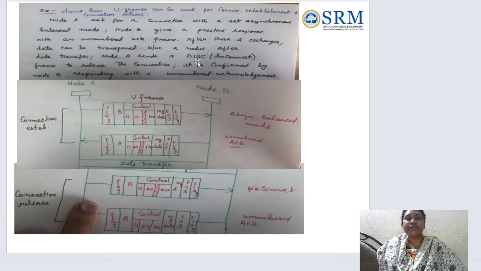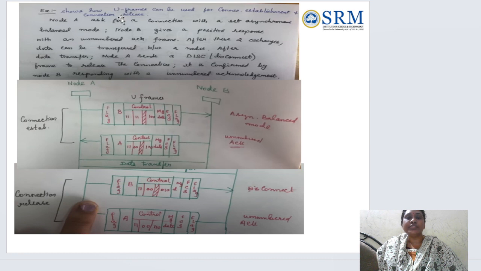Okay, so first we are going to connect with the asynchronous balanced mode, and then after that we pass the unnumbered acknowledgement, and then the next one is the disconnection part, and then the unnumbered acknowledgement. So this is the connection establishment, and this is the connection release part. Whenever they are asking this, first we can draw the structure. Whatever frame they are asking, depending on that we make the structure.